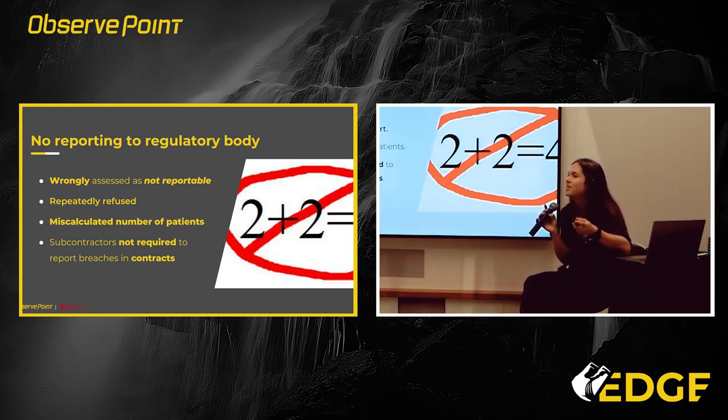And OCR repeatedly said, the Office for Civil Rights, which is the enforcement arm of the government that regulates covered entities, they repeatedly said, you guys have to report. And they said, no, we're good. But they eventually reported. And then they miscalculated the number. They just had problems. They miscalculated the number of patients who were impacted.